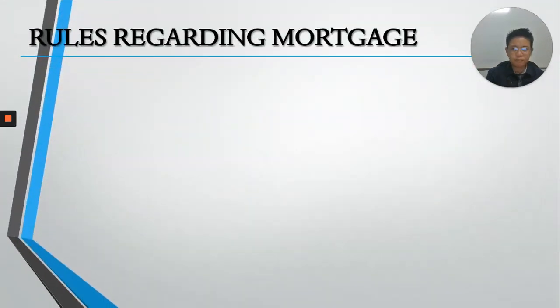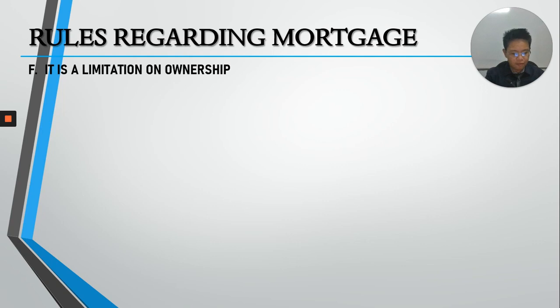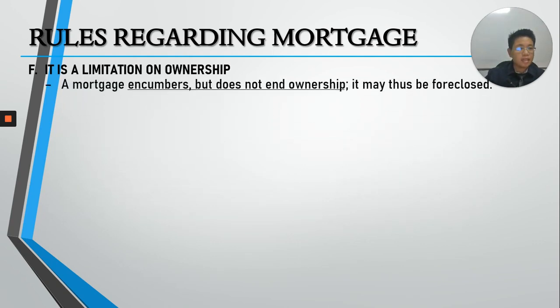So what else? Number 6, it is a limitation on ownership. So remember, it creates an encumbrance or a lien on the property, but it does not end ownership. So may burden lamang sa property. Nililimit lamang. So ownership still belongs to the mortgagor or to the buyer in case binenta niya ito, but there is a limit dun sa kanilang ownership. Yung impending risk na pwede itong ma-foreclose for non-fulfillment of the principal obligation.